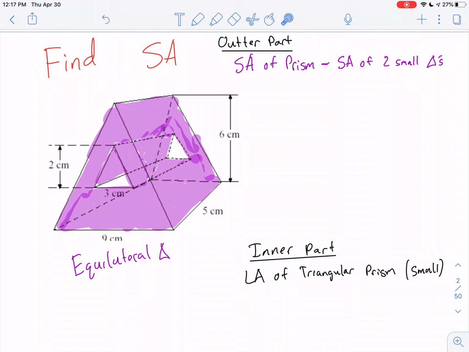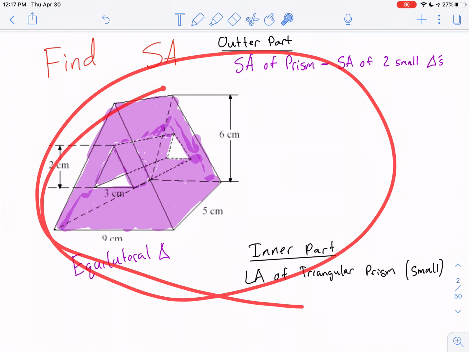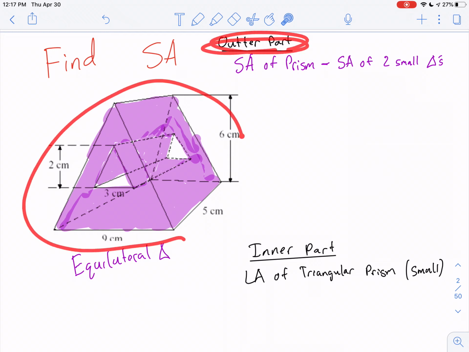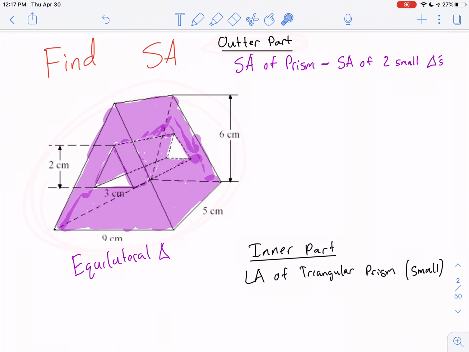I'm going to show you the solution, but if you want to work on this right now on your own, you can just pause the video and push your brains a bit. There are some hints here. Focusing on the outer surface area, you're taking the whole prism and subtracting the two small triangles. These two triangles, you're subtracting that. That would be the outer part.